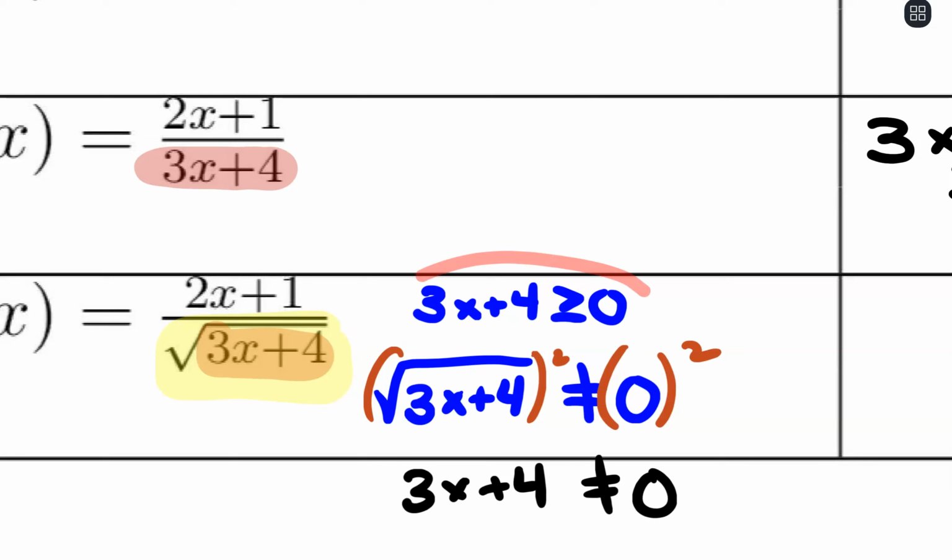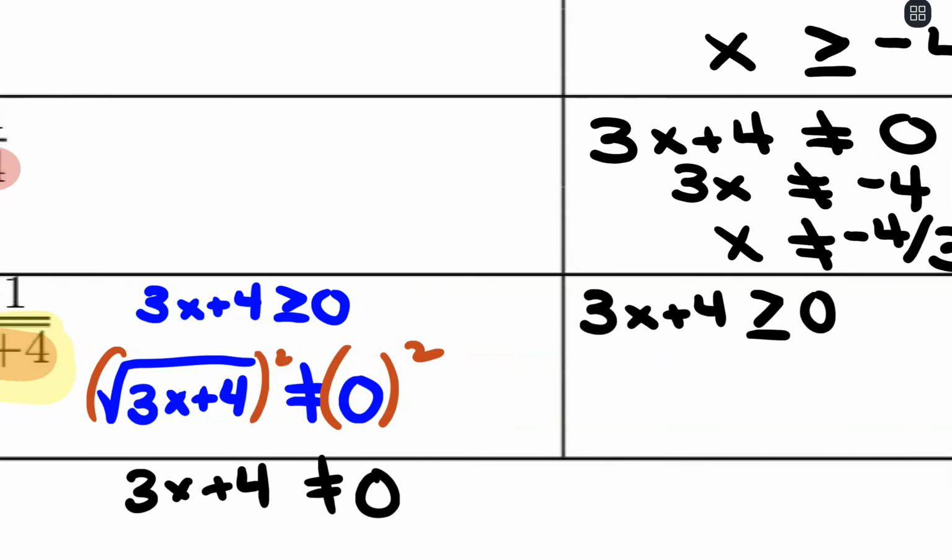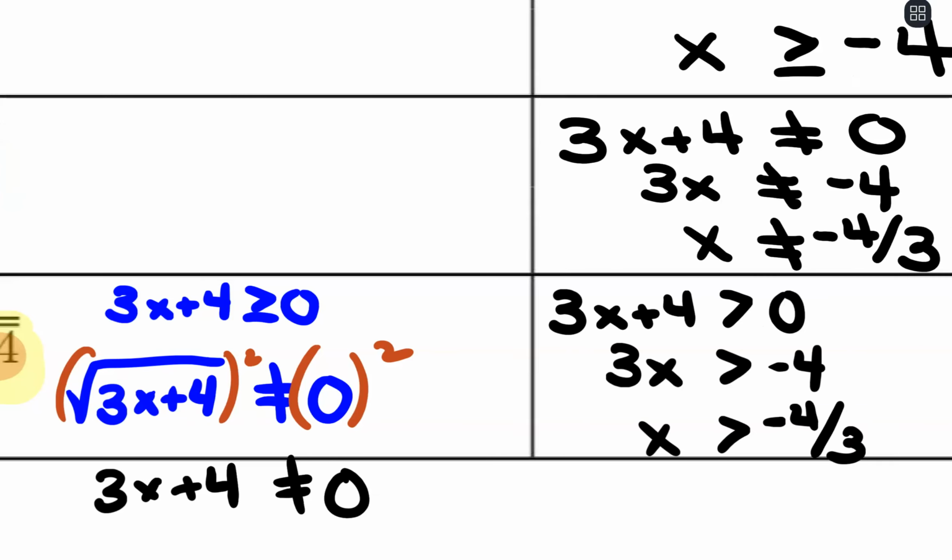So what we can do is take this 3x plus 4, where we were saying it has to be more than or equal to 0, and just take away the equals. 3x plus 4 has to be strictly more than 0, since that denominator cannot equal 0, so we lose the possibility where it can equal 0. We'll solve: subtract 4 from both sides, so 3x has to be more than -4. Divide both sides by 3, and x has to be more than -4/3.